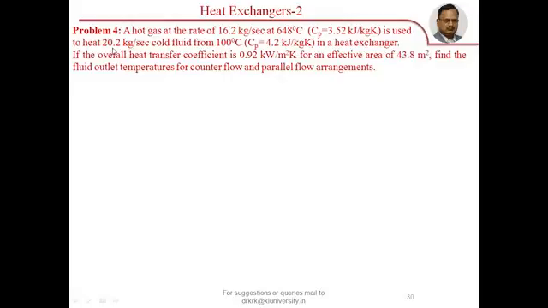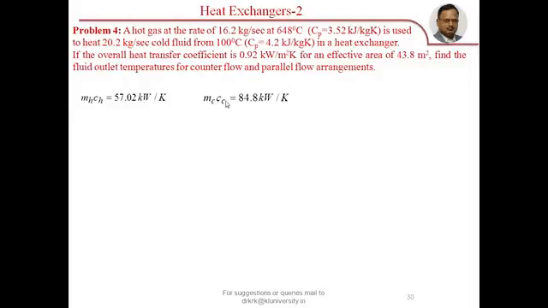Let us go to the last problem. A hot gas at the rate of 16.2 kg per second at 648 degrees centigrade is used to heat 20.2 kg per second of cold fluid from 100 degrees centigrade. Overall heat transfer coefficient and area are given. Find the fluid outlet temperatures for counter flow and parallel flow.